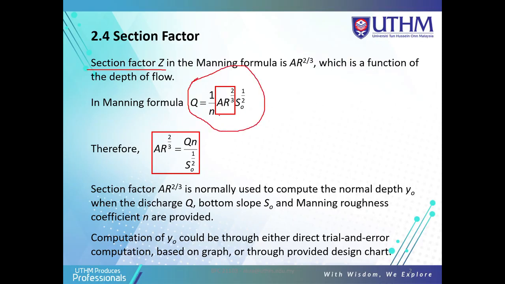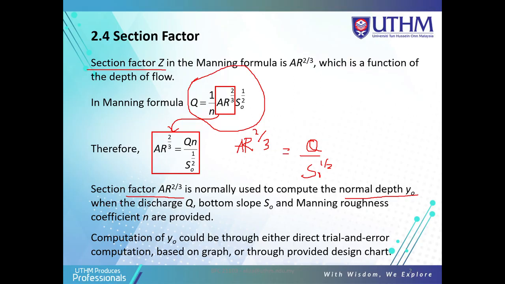So we just use this equation to this equation. So this is called A R power of 2 over 3, based on Q n over S naught power 1 over 2. So this is called the section factor. The section factor A R 2 over 3 is normally used to compute the normal depth. So using this section factor, we want to determine the normal depth.